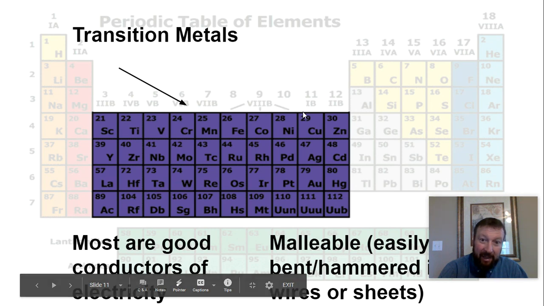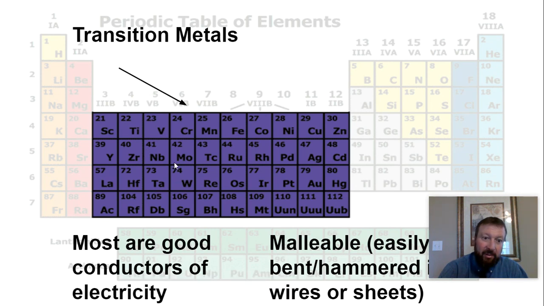The next row, as you get in here, these are actually the B elements. We call these the B elements because they're the transition metals. Most of these are good conductors of electricity and malleable. They can be easily bent and hammered into wires or sheets. Just to put focus on a couple of them here, 26 is iron. Obviously, that's used in everyday material. And then if you look at this column right here, copper, silver, and gold, obviously very malleable, can be made into wires, and not as reactive as the first two columns.